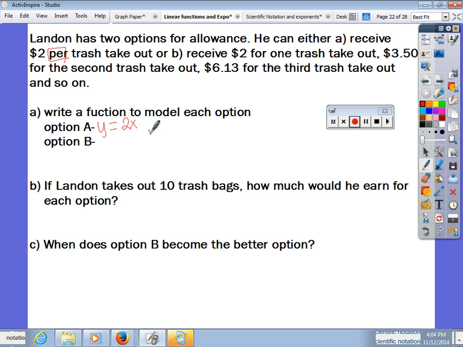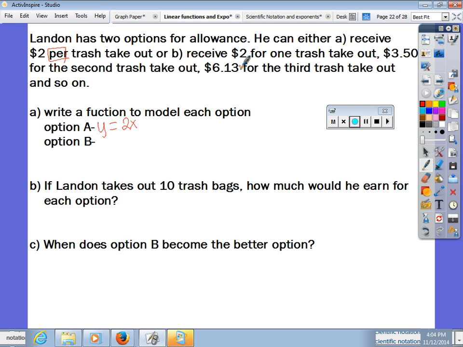Now, I'm not going to have a b because if I don't take out the trash, will I have any money? No. So I'm not even concerned about initial values, all right? All I'm concerned about is just modeling an equation. So option B, now I have to look at my numbers and use that to determine, is this linear or is this exponential? Well, it would be linear if I'm always adding or subtracting, and exponential if I'm always multiplying or dividing.